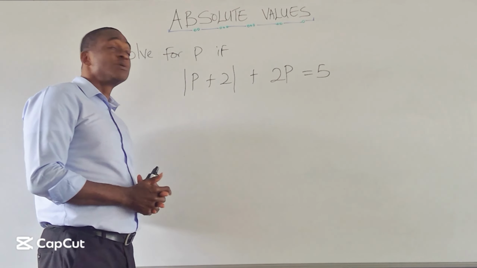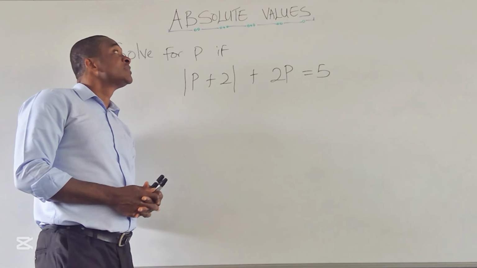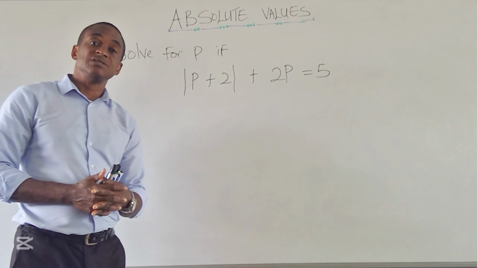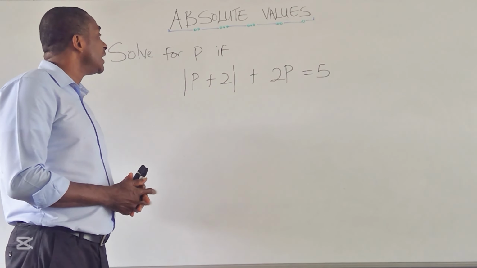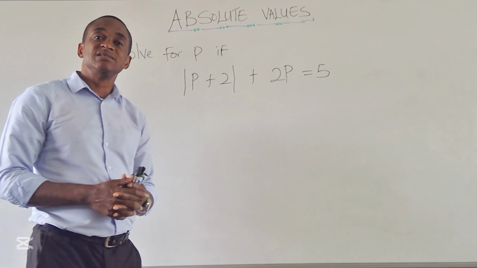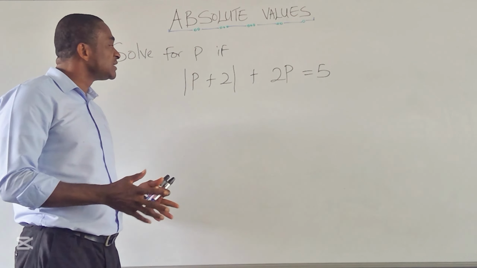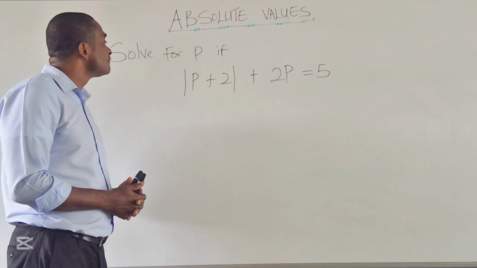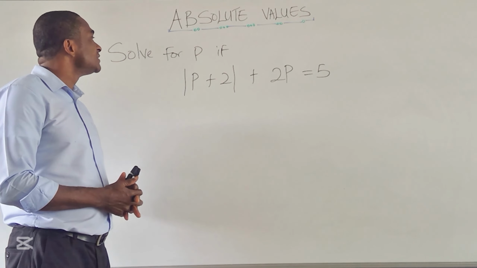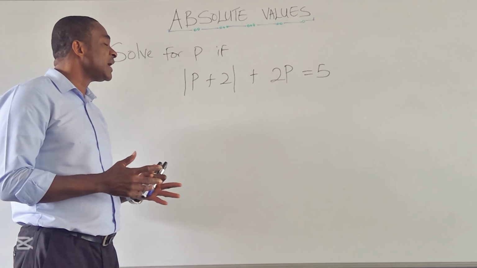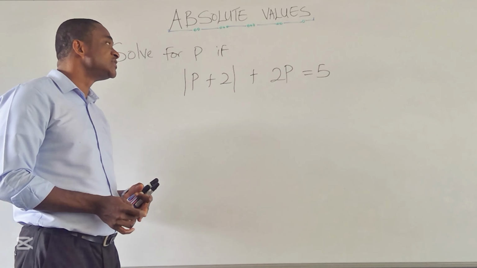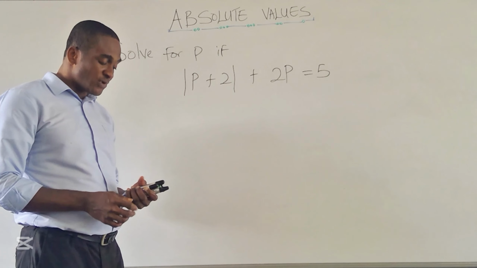Today we're going to look at absolute value problems. Absolute value falls under further studies in mathematics. In some contexts, we can bring the simpler ones into core as well. Here we have a problem. We are asked to solve for p if the absolute value of p plus 2, plus 2p, is equal to 5.